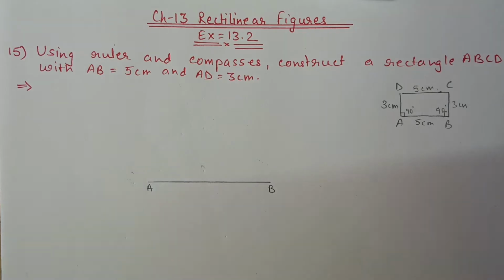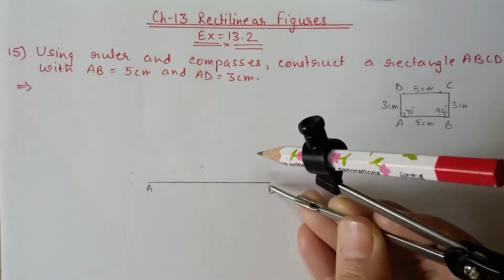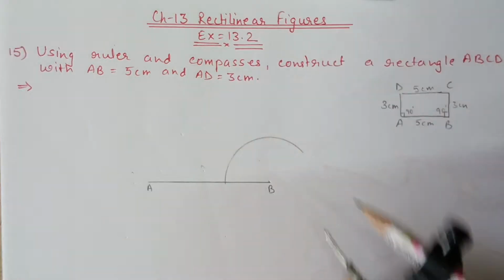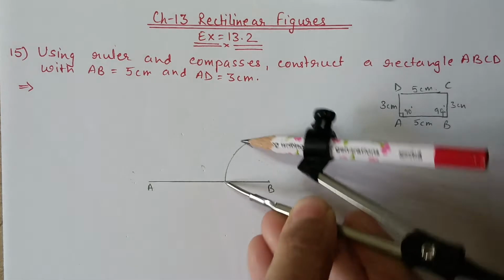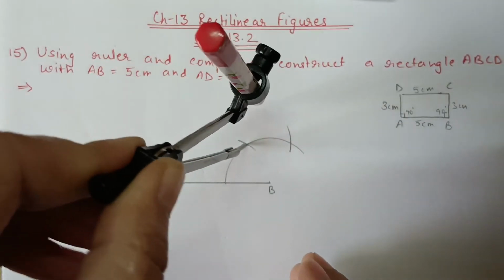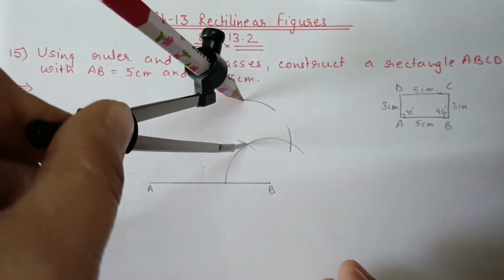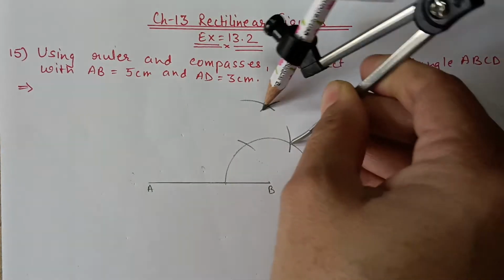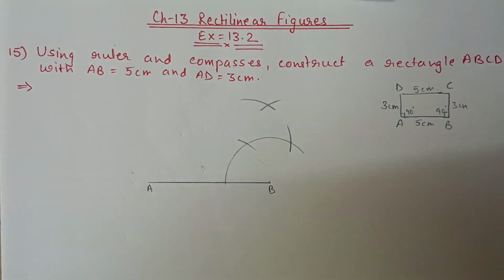At A or at B, at any one point we have to construct a 90 degree angle. So first we will draw the semicircle. Then the first arc is 60 degree, the second arc is 120 degree. From 60 we will put one arc up, and from 120 one more arc. Both the arcs will cross at the 90 degree angle.